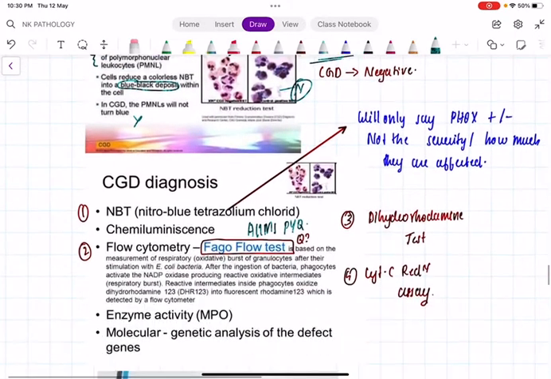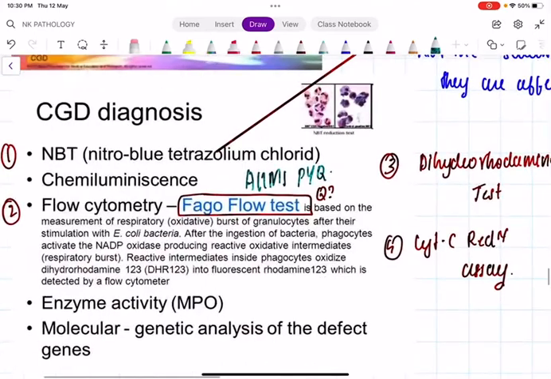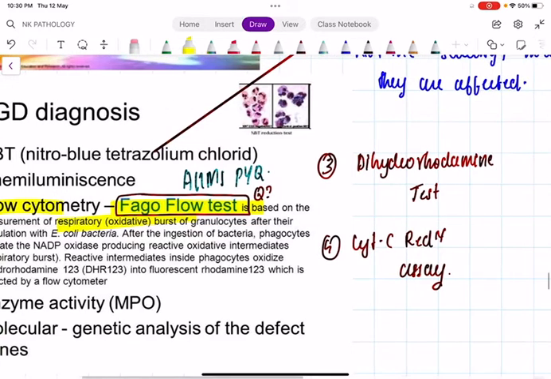Then what is the other important test? That is nothing else but what we call the phago flow test. It is actually a flow cytometry. This may be a potential MCQ. It is based on the oxidative burst of the granulocyte, and the dye we are using is called dihydrorhodamine. This is also called the dihydrorhodamine test.